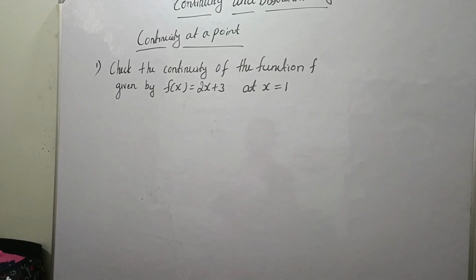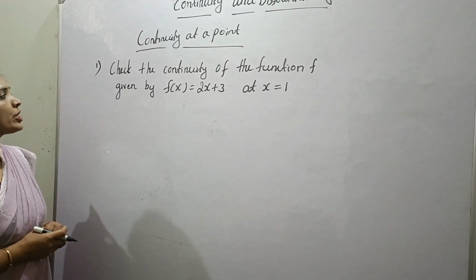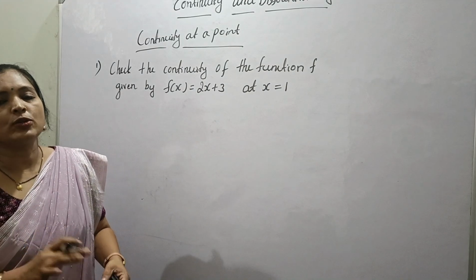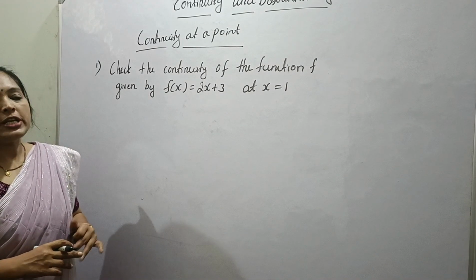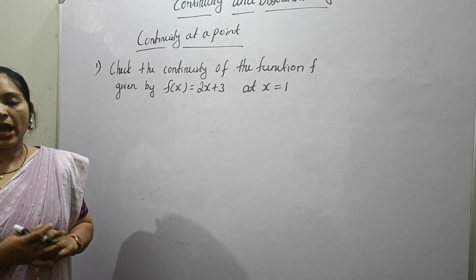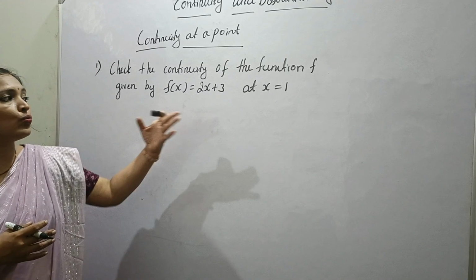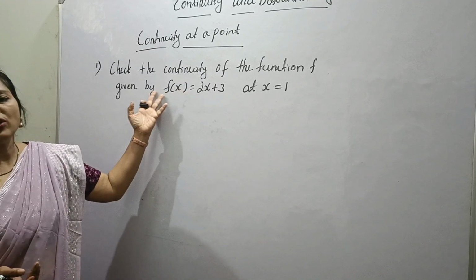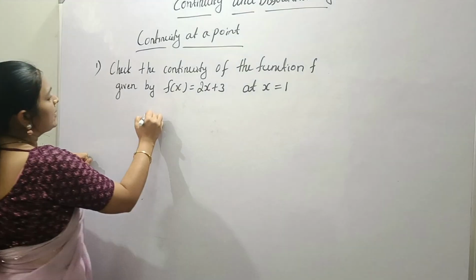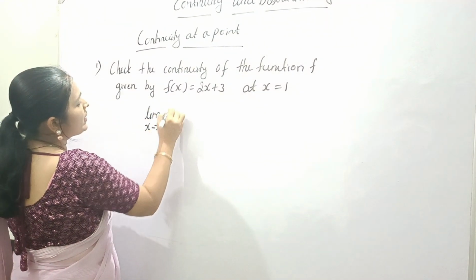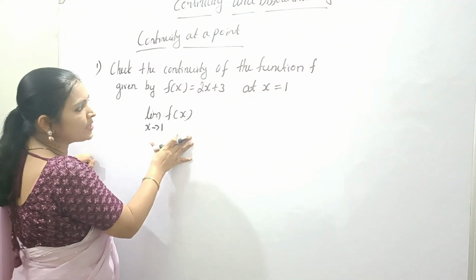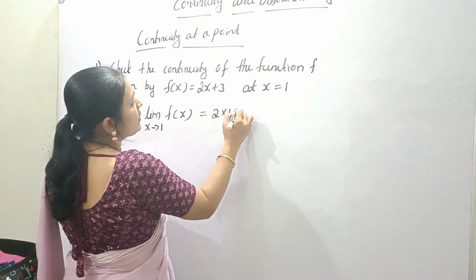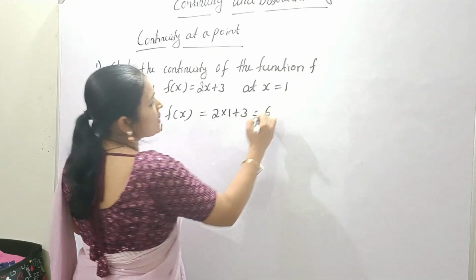Now let's go through some examples. Check the continuity of the function f given by f of x is equal to 2x plus 3 at x is equal to 1. Very easy question. Here the given function is f of x is equal to 2x plus 3. We have to check whether the limit x tends to 1 of f of x exists. It exists, right? Just put x is equal to 1 and you will get a value. So limit x tends to 1 of f of x, substituting the value, is 2 into 1 plus 3, which is equal to 5.